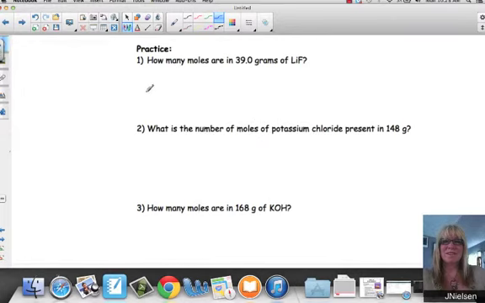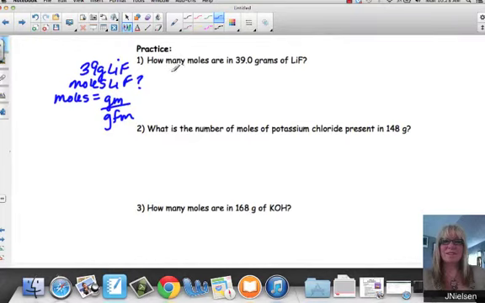Let's do a couple practice problems. How many moles are in 39 grams of LiF? 39 grams of LiF. I don't know moles of LiF. That's what I'm finding. And I've got moles equals given mass over GFM. So I need to find the GFM of LiF. Well, I know I have 1 Li, and that's got a mass of 6.941, and I have 1 F, and that has a mass of 18.9984.